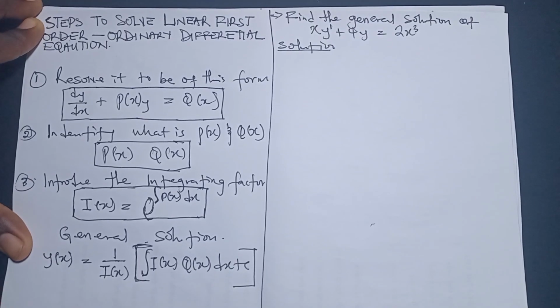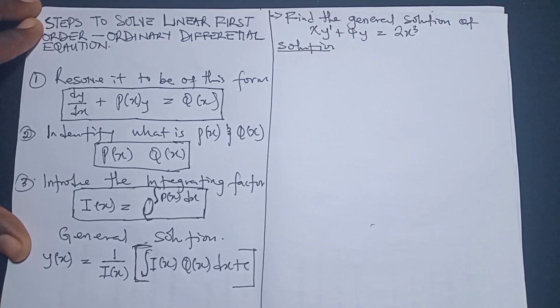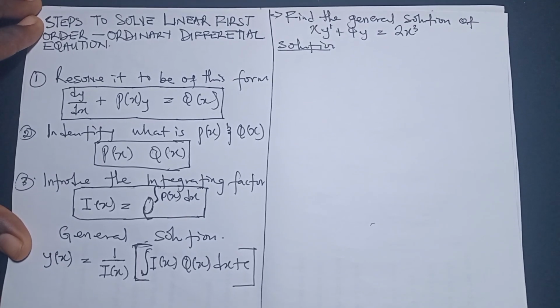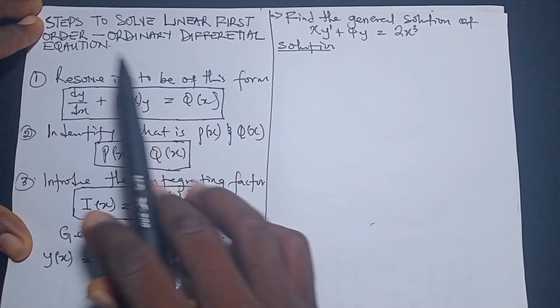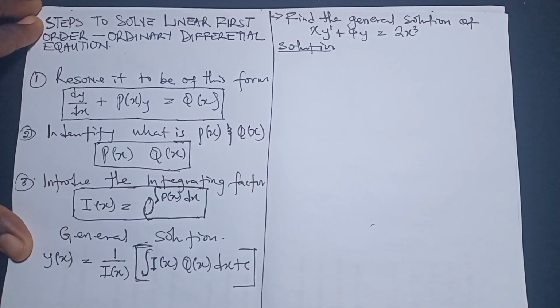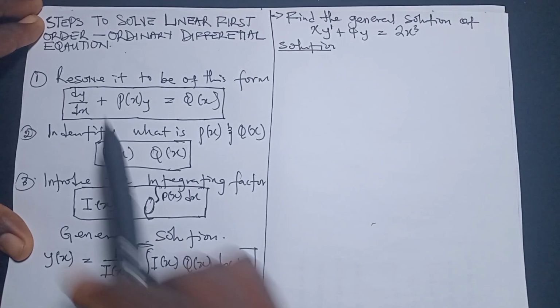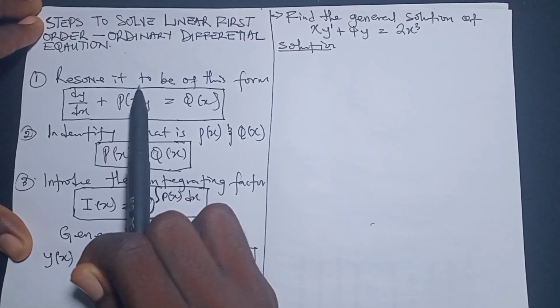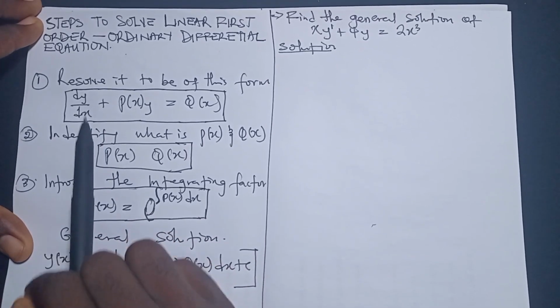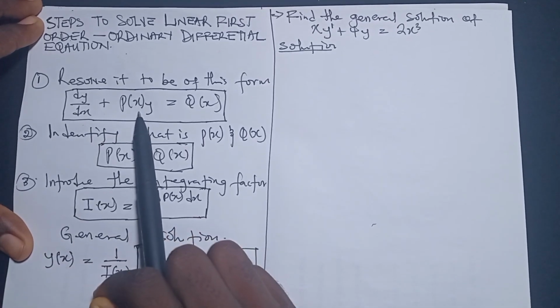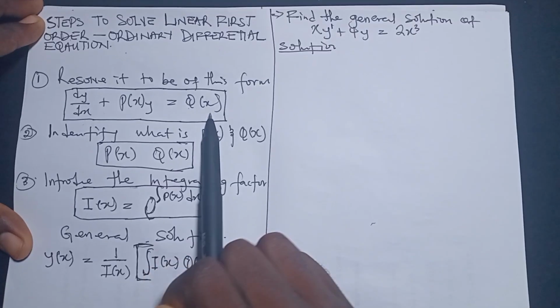Today I'll be teaching you how to solve a linear first order ordinary differential equation. So, how do we solve it? The first step is that you resolve the equation to be of this form: dy over dx plus p of x y equal to q of x.